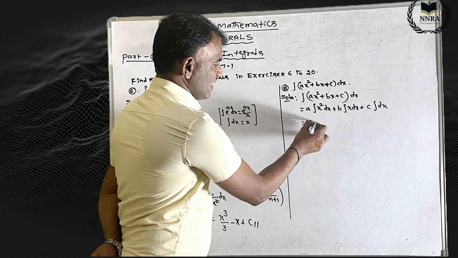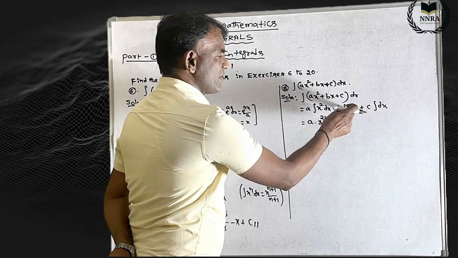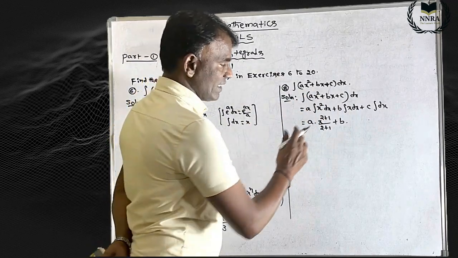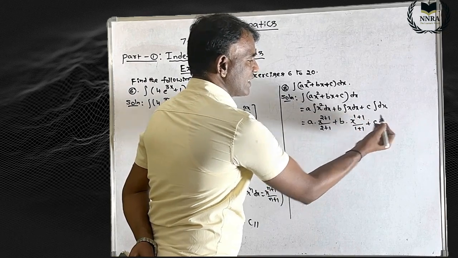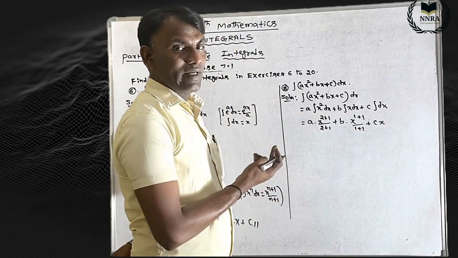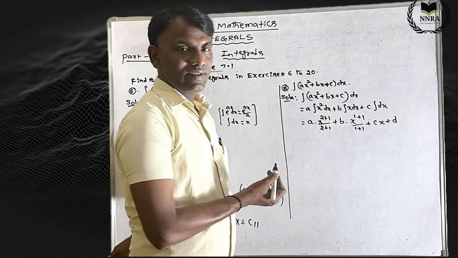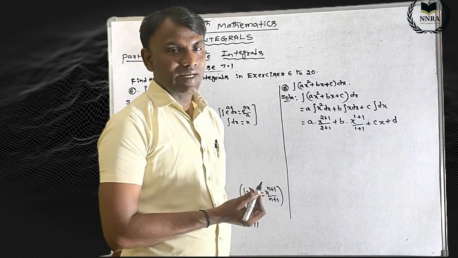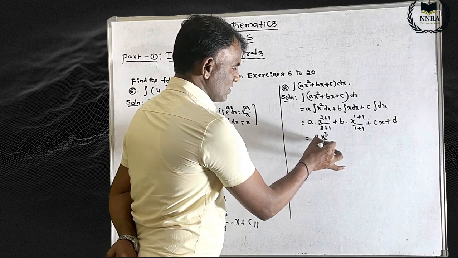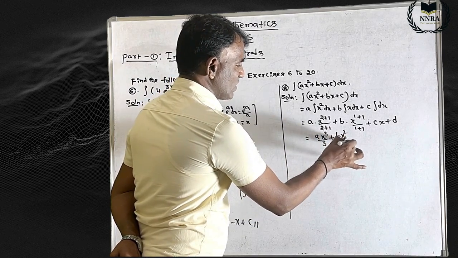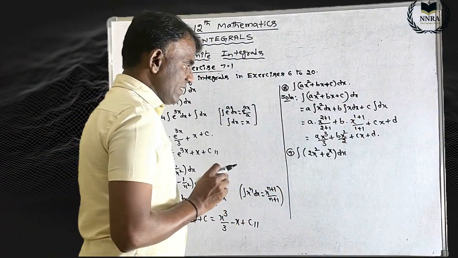Then how to write this? a into x power 2 plus 1 by 2 plus 1. And again same formula, x means x power 1, where n equal to 1. Then x power 1 plus 1 by 1 plus 1. So c into integral dx is cx. Generally we add one unknown constant c, but the term c is already given, so add d. c is constant, d is also constant, means both are arbitrary constants only. Then how to write it? a x cube by 3, and here b x square by 2, then c x, then d. That is the answer.